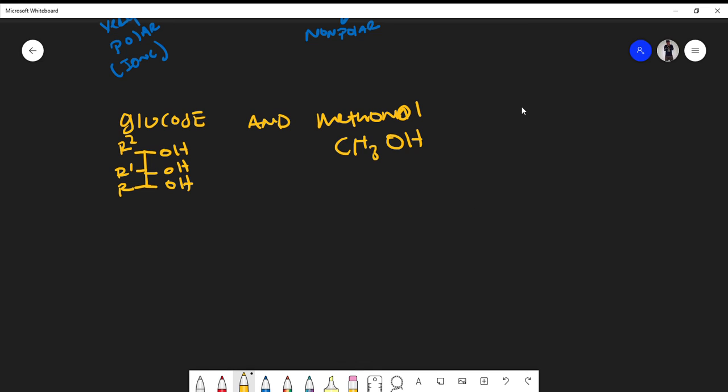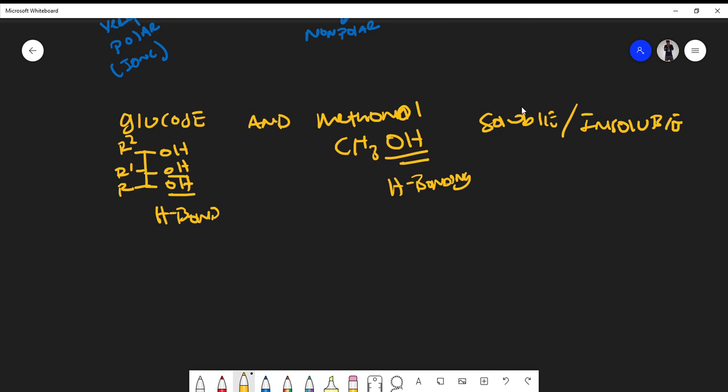So the question is, are these soluble or are they insoluble, right? And the idea is they should be soluble, right? Because here we're seeing hydrogen bonding. So we're seeing some sort of polarity. And here we also see hydrogen bonding, right? So both these structures are severely polar, and so in this case, these two would actually be soluble.